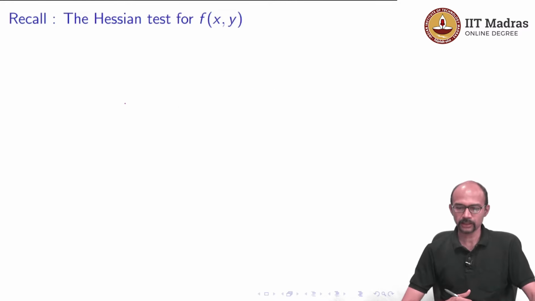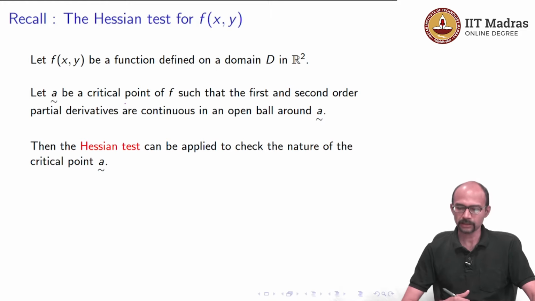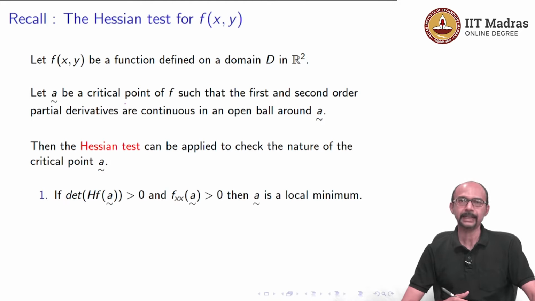Okay. So, let us recall what the Hessian test is for a function of 2 variables. If you have a function defined on the domain D in R2 and A is a critical point such that the first and second order partial derivatives are continuous in an open ball around A, then there is something called the Hessian test, which means that you compute the Hessian matrix of the function f and evaluate it at the point A. That gives you a 2 by 2 matrix. You compute its determinant and the value of the 1 1 term. If that determinant is positive and the 1 1 term is also positive, then the point is a local minimum.